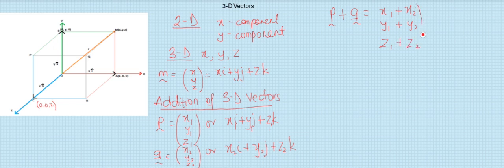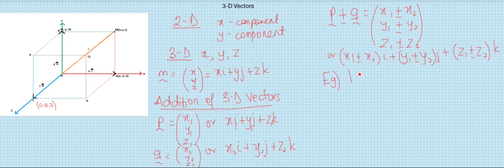So we add the corresponding components, or we can write it as x1 plus x2 i plus y1 plus y2 j plus z1 plus z2 k. And the same applies for subtraction. So I can just put plus or minus over here. All right? So I want you to try a few examples.